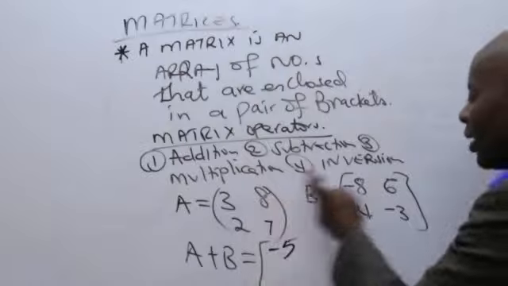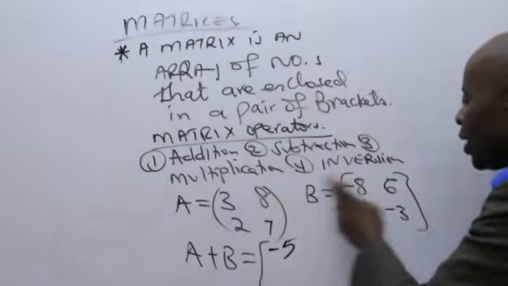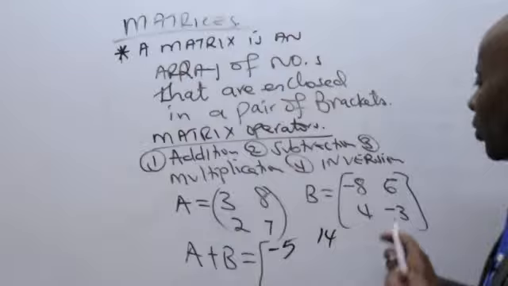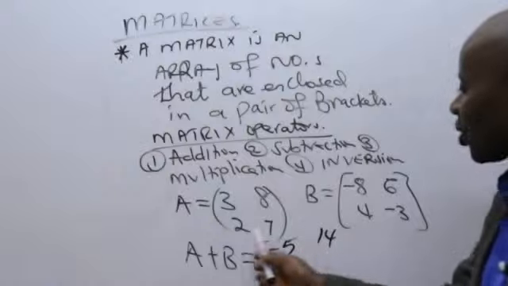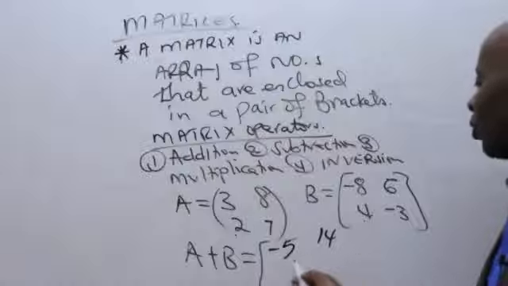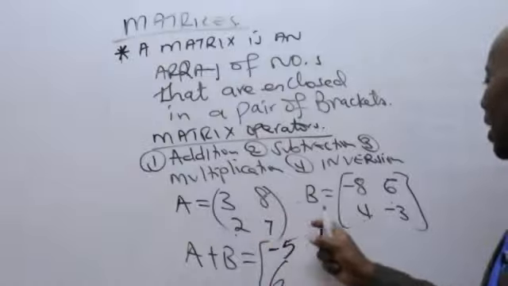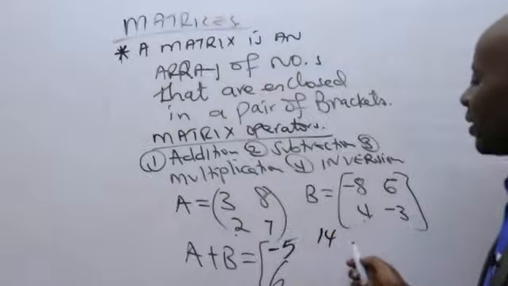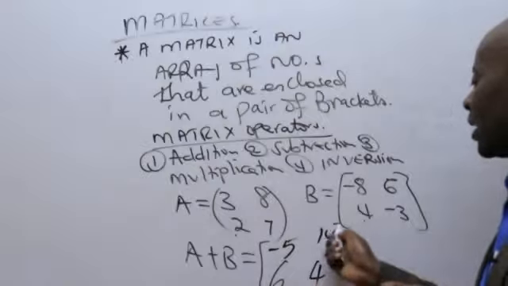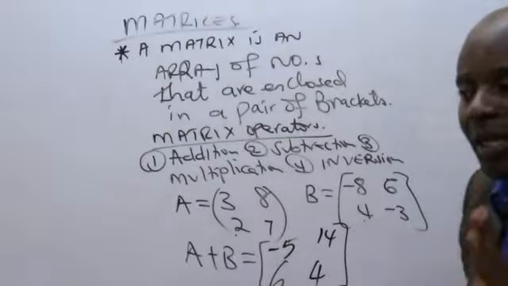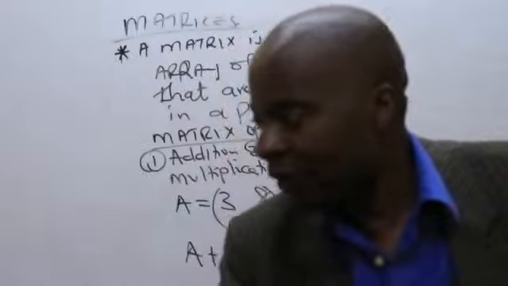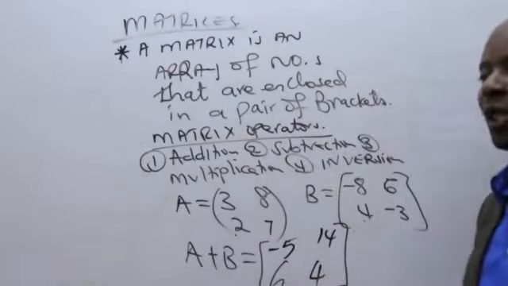And then we have the second elements that are corresponding. So we have 8 plus 6, giving us what here? 14. And then we have the third element. So we have 2 and 4. When you consolidate them through addition, 2 plus 4 will give us 6. And then we have 7 plus -3, that gives us 4. And that is it as pertains to addition of matrices. Addition of matrices really is not a tough thing.